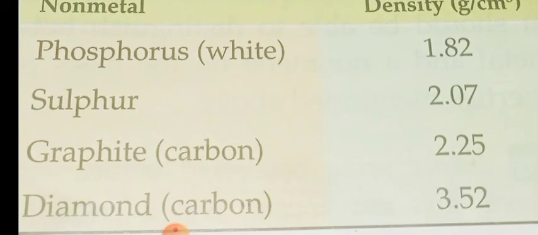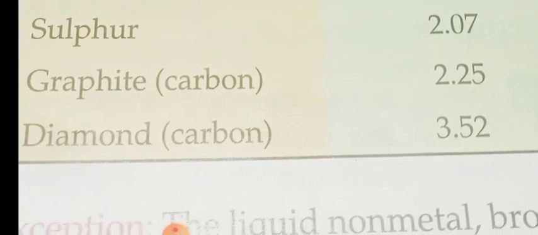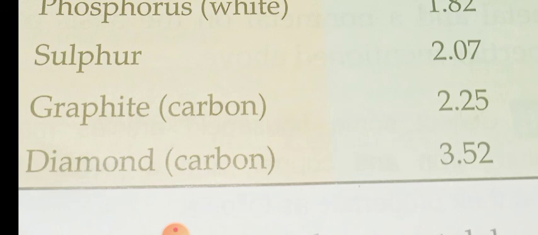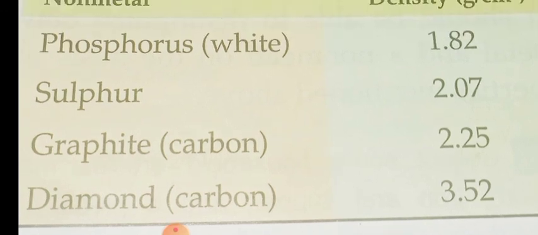Non-metals also have low density. So some of the densities are discussed here. Phosphorus has a density of 1.82 gram per centimeter cube. Sulfur density is 2.07 gram per centimeter cube. Graphite, a form of carbon, has a density of 2.25 gram per centimeter cube. Diamond, also a form of carbon, has 3.52 gram per centimeter cube. Though they have low densities, the non-metal bromine has high density. So it is an exceptional case.